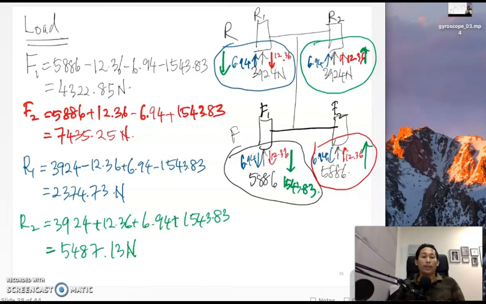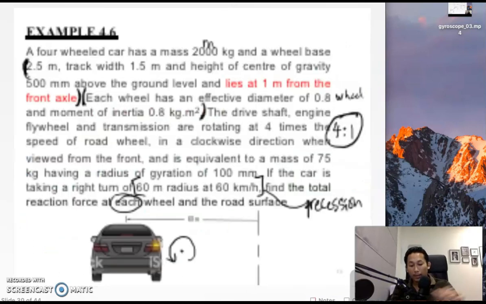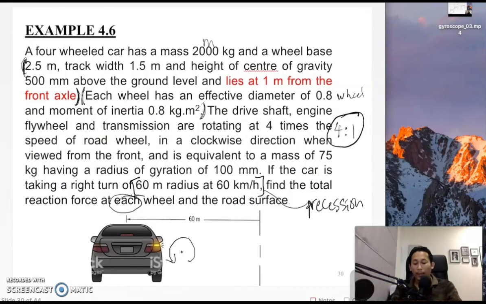Okay, that is the load. I just need to, okay, so that's a correction. This one is 7 Newton, and this one is 2374.75 Newton. That's all for example 4.6.